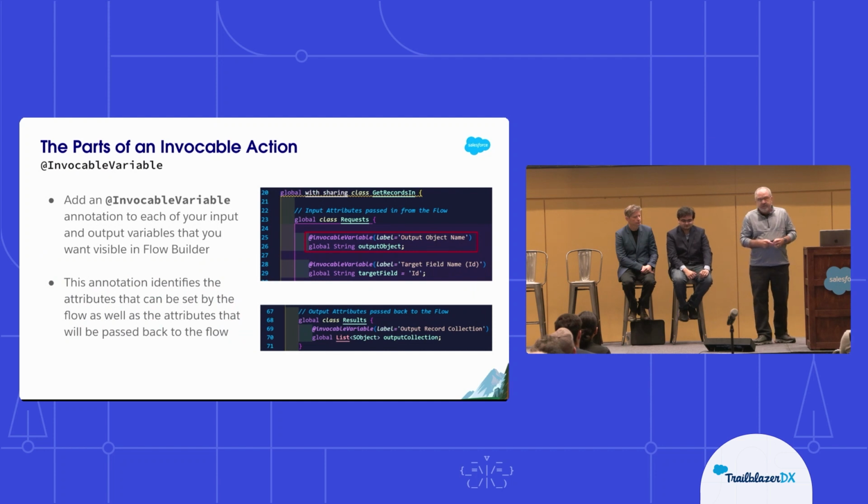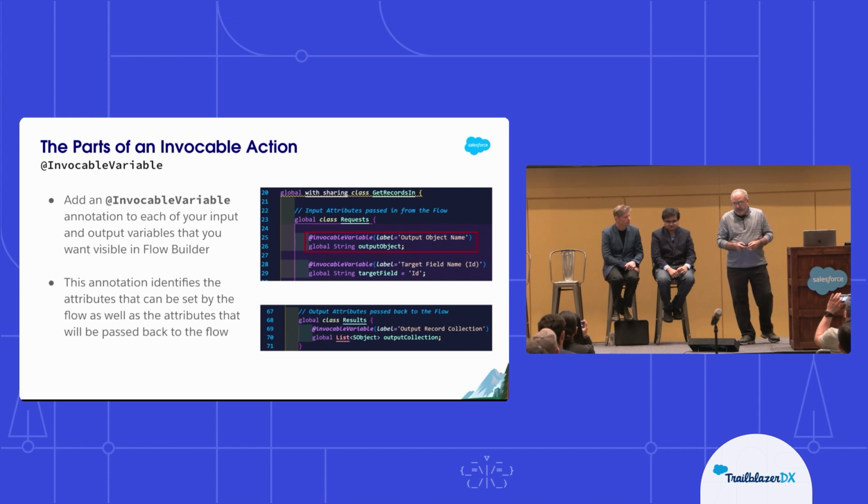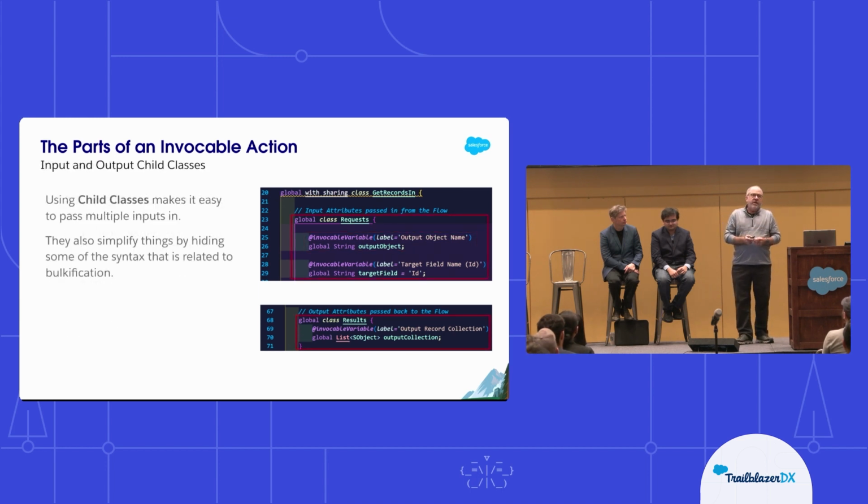The invocable variables, we set these up. This is where we define our inputs, we define our outputs. So they're both annotated with the invocable variable annotation. In grouping those into child classes, one of the things this does is it makes it easier to handle the groups of the inputs and the outputs, because when the processing is happening behind the scenes in the system, everything is bulkified. So you could have multiple requests coming into your action all in one transaction.